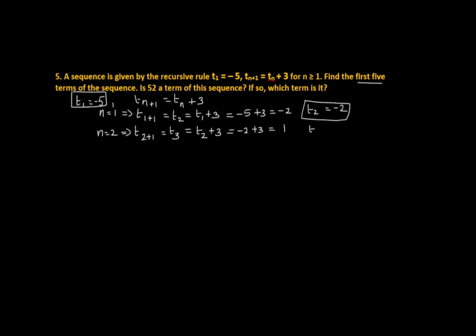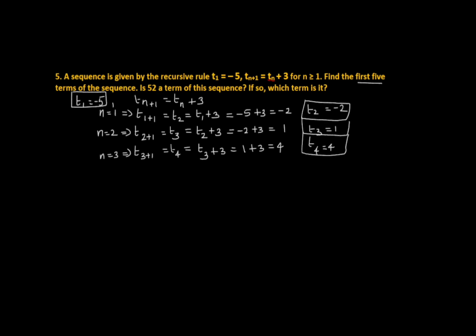So we are getting T3 is equal to plus 1. This is the third term. Now n is equal to 3 on the left side, T3 plus 1 is T4. So for the fourth term, on the right hand side, if you are replacing n with 3, T3 plus 3. T3 is plus 1 plus 3, 4. So T4 is equal to 4.